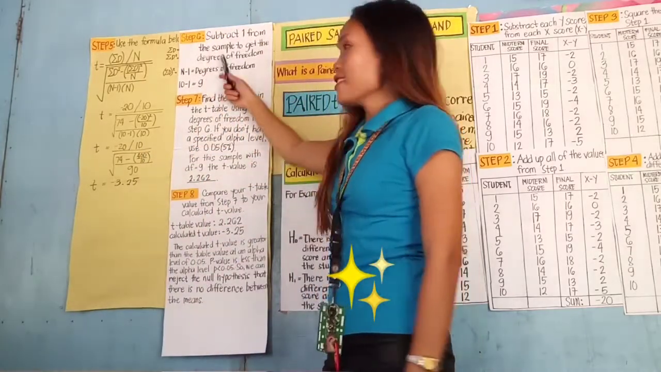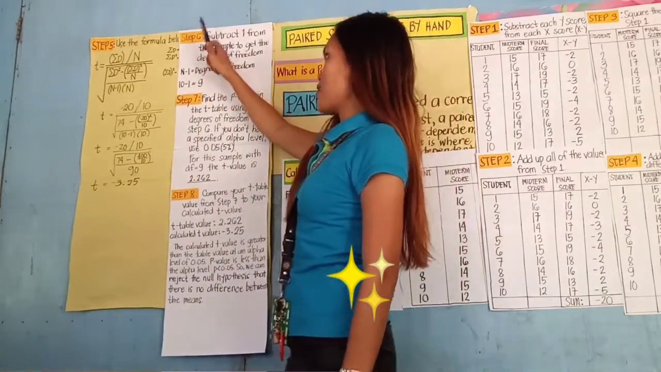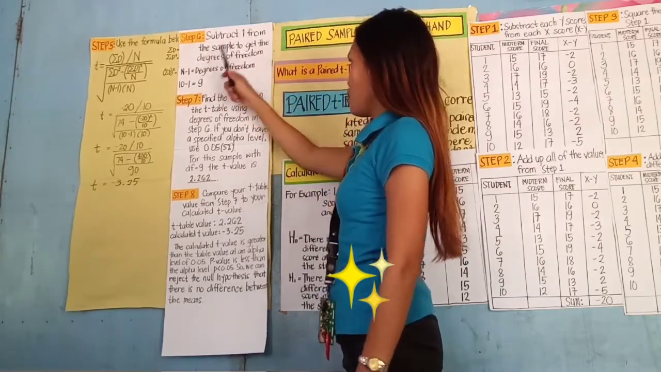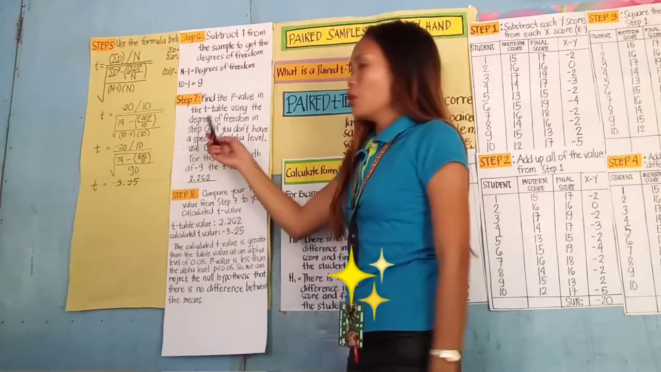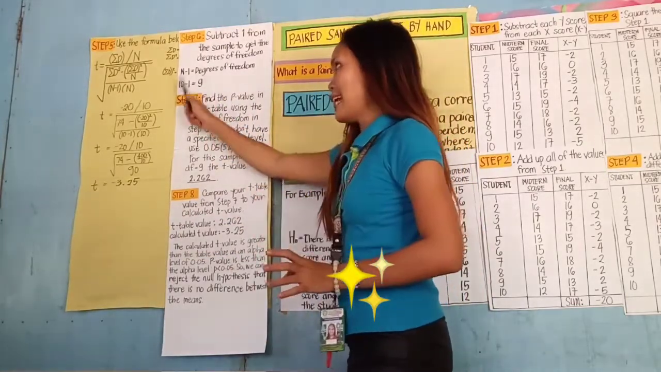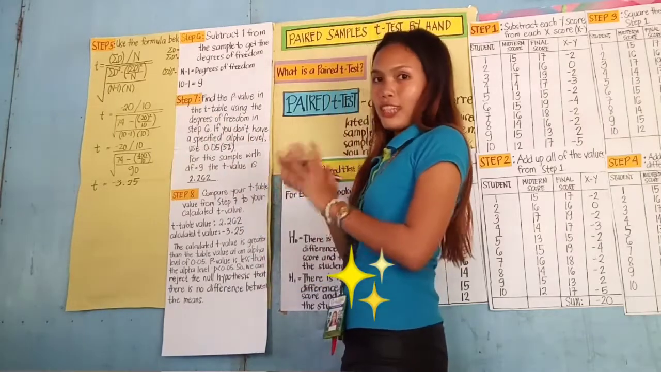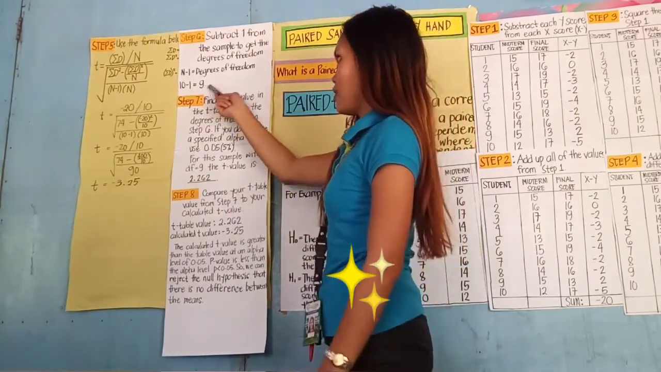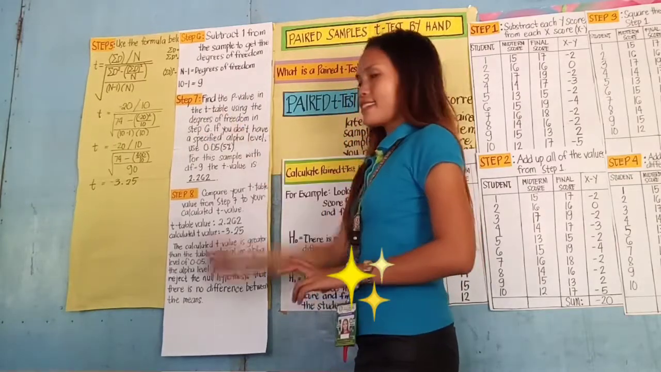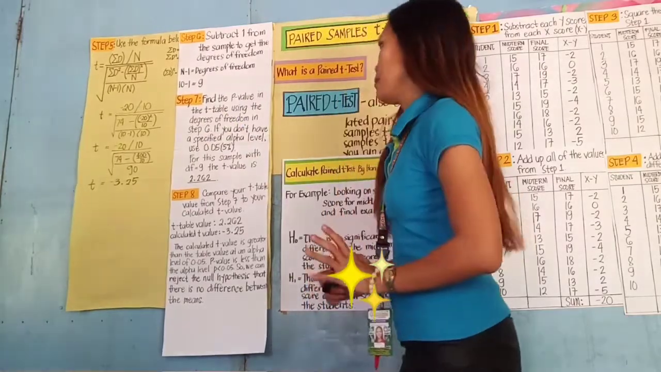So, the next step is step 6. Subtract 1 from the sample to get the degrees of freedom. From the sample, our sample is 10. So, 10 minus 1 is equal to 9. So, this is the degrees of freedom. 9 is the degrees of freedom. Then, next step, step 7.